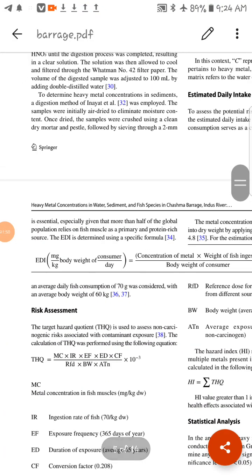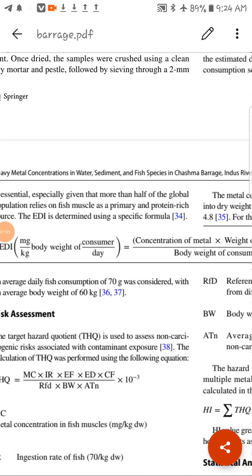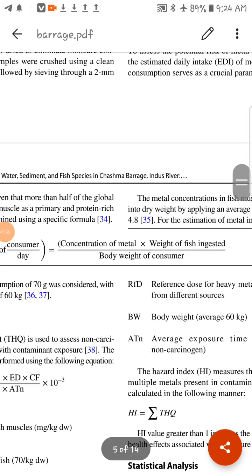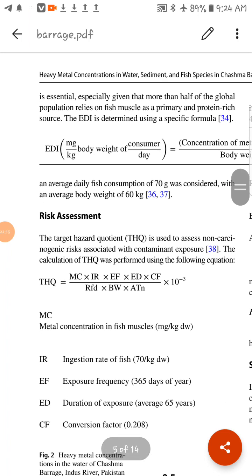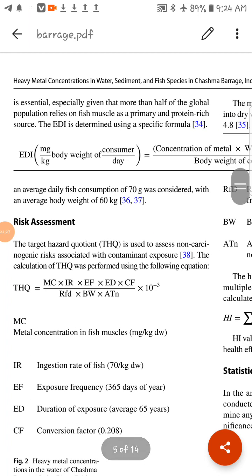And then if you use it in DFT, you can see the formula for the EDI. He calculated the concentration of the metals multiplied by the weight of the fish ingested, that is the IR, then divided by the body weight. So those are his assumption values. He used 70 as the ingestion rate, and for the body weight of a man who has been consuming the fish, 60 was considered. And this is the average fish consumption, which is 70 grams here.